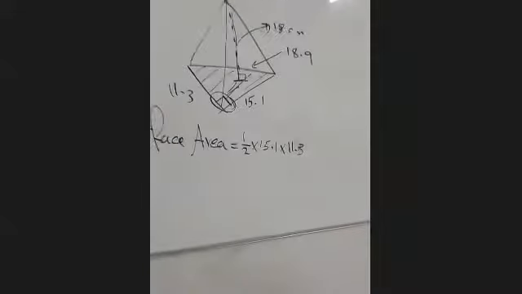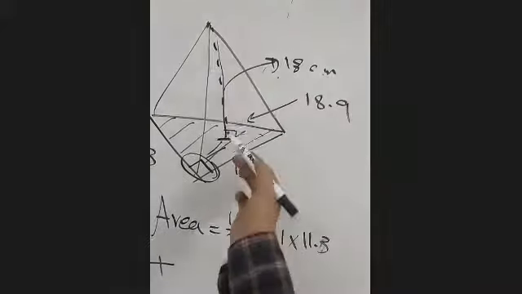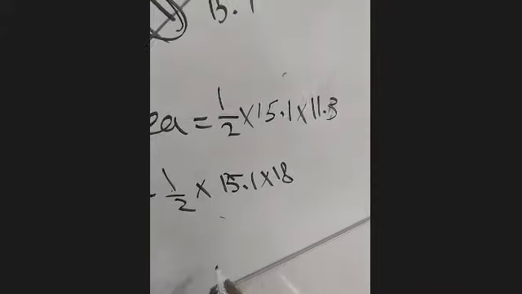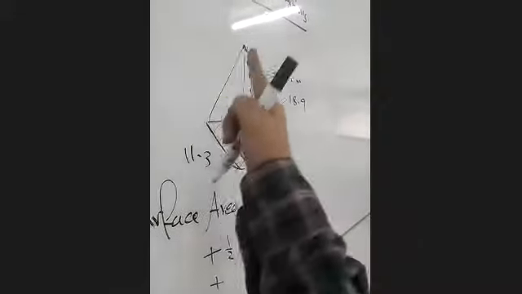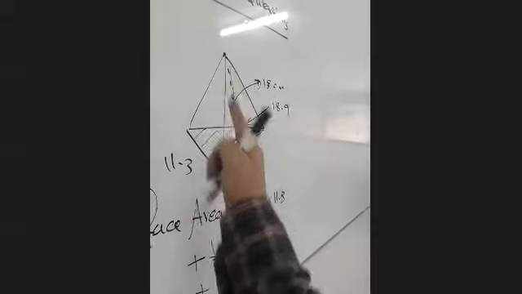Is this clear? Yes. Plus, let's talk about this triangle here, the first one. See it? Yes. Its base is 15.1 and its height is how much? 18 centimeters, right? So half multiply 15.1 multiply 18. Plus, let's talk about the one to the left. Its base is 11.3 and its height is the same as this height, which is 18 centimeters. So it is half multiply 11.3 multiply 18, right?